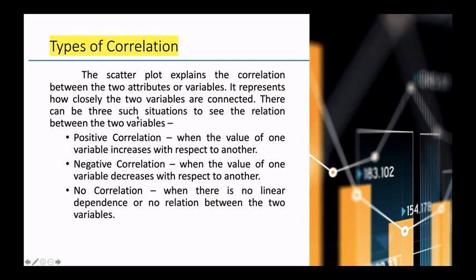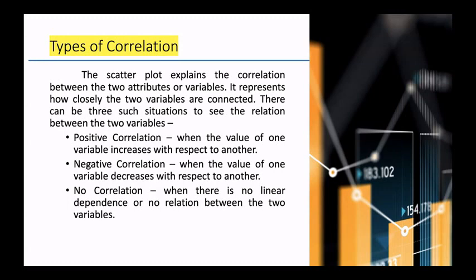Because if it's positive correlation, the slope is positive. That's why I connect it to the slope. Later on, we'll talk about that slope. Now, positive correlation, when the value of one variable increases with respect to another. Remember, that's the one with the line with a positive slope. As one increases, the other one increases.